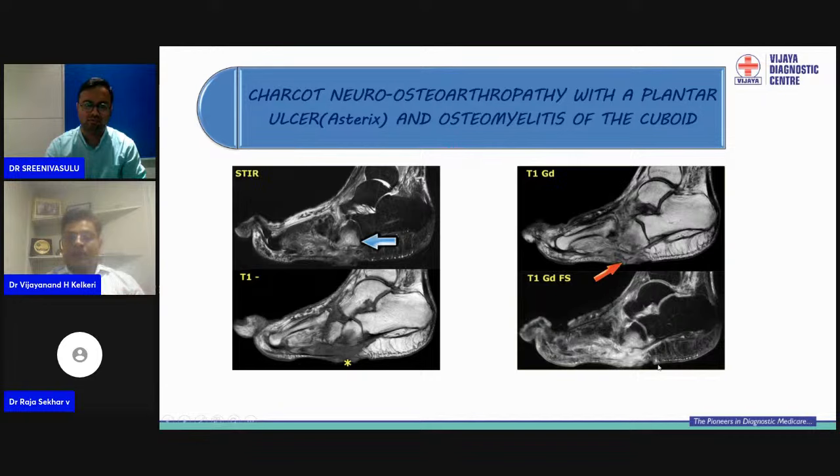So this is the T1 gadolinium post-contrast study, and it is one of the sequences we need to delineate the ulcer walls very properly, and also the areas of necrosis of the bones, which otherwise we will not be able to see properly. You are not able to see them in any other sequence, be it STIR or T1 or even T1 fat sat, because the edema is too much. Whereas in this post-contrast study, you are able to see the necrotic part of the cuboid bone.